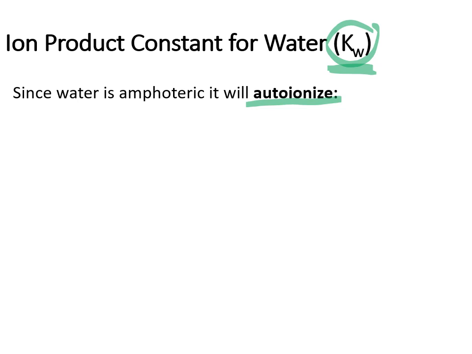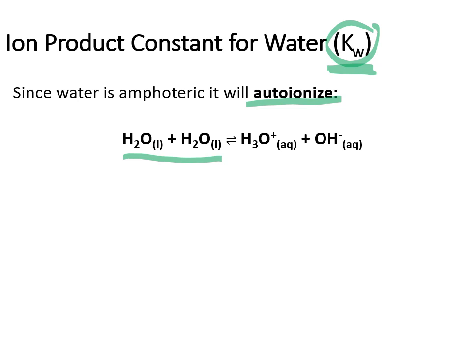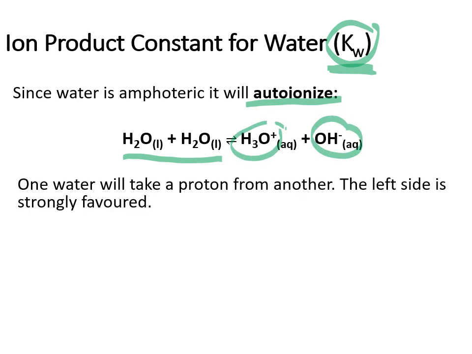Some of them will have donated their protons to the other water molecules that have accepted their protons. So it seems a bit weird, but basically a water molecule will take the proton from another water molecule, creating some hydronium and some hydroxide. Now, this is called the autoionization of water. Water autoionizes itself, and so it will take a proton from one to the other.